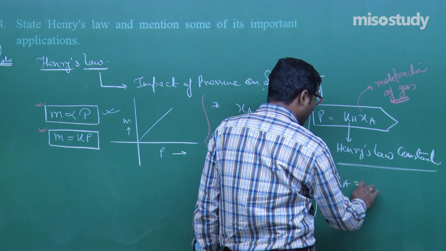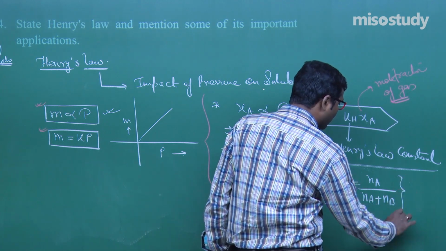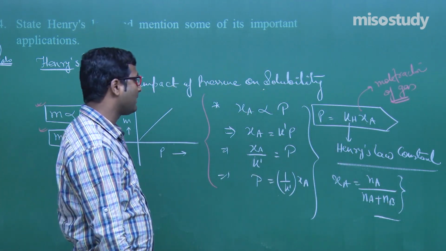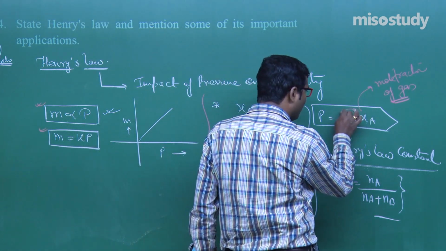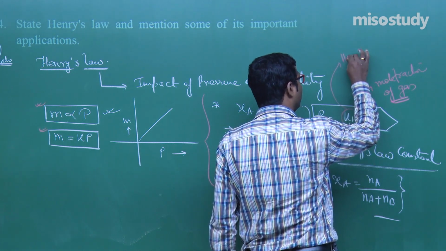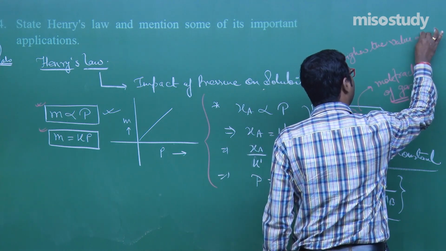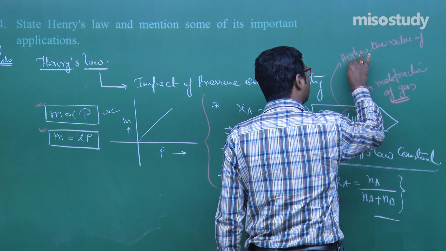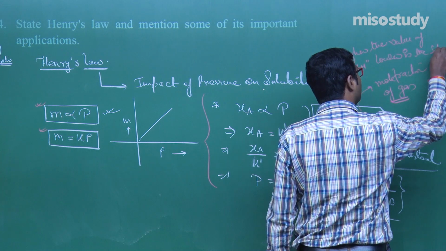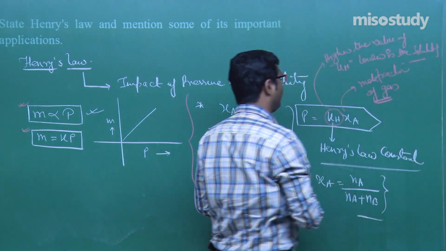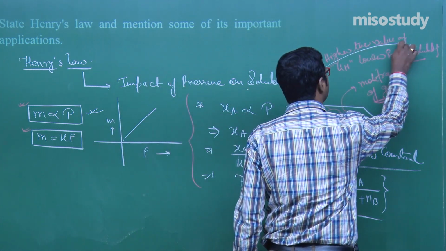It can be written like this: Na, the number of moles of gas, upon the number of moles of gas plus the number of moles of liquid. Clear to you? This is the complete statement. Now, the value of KH: higher the value of KH, lower is the solubility. So KH and solubility are inversely proportional to each other.